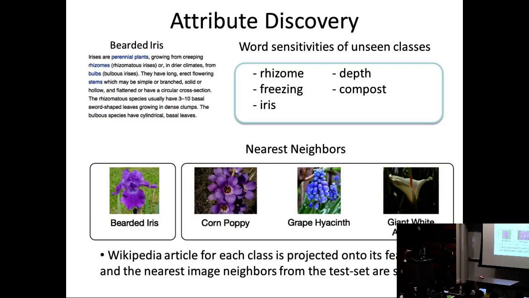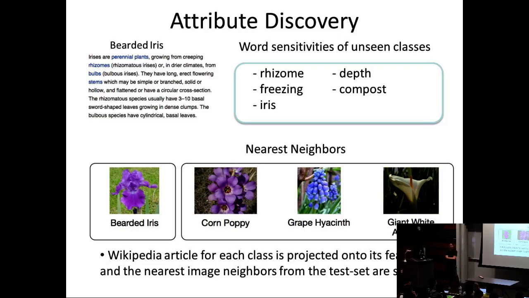So this was interesting to us: in completely zero-shot learning, because you've never seen images of bearded iris before, you can find some relevant images. But not only that, you can also find the relevant attributes, some attributes that would be important for defining this particular class.